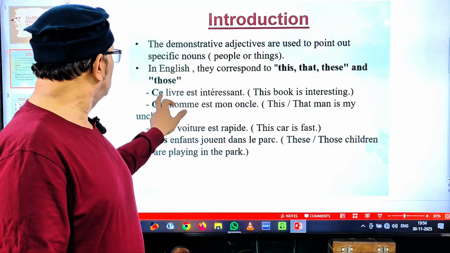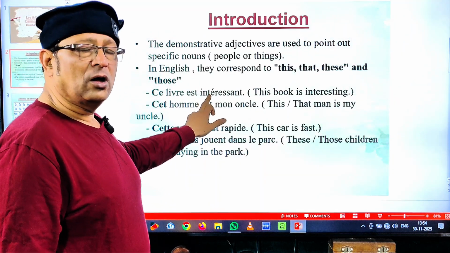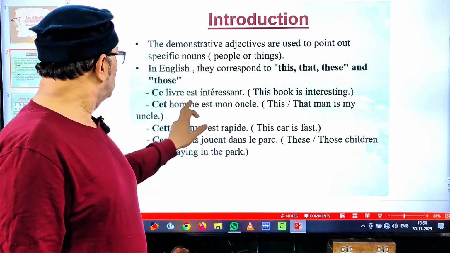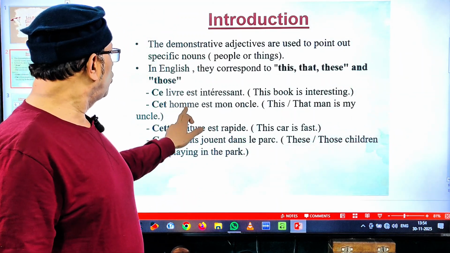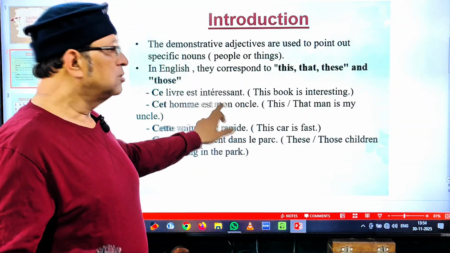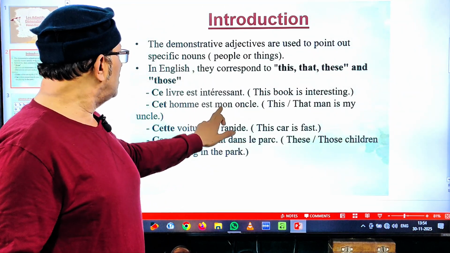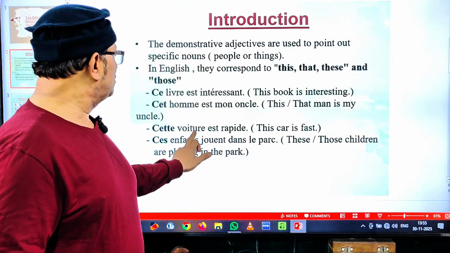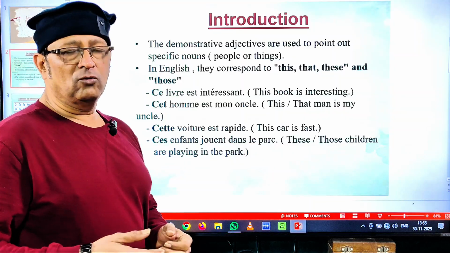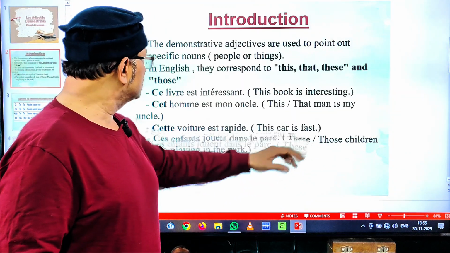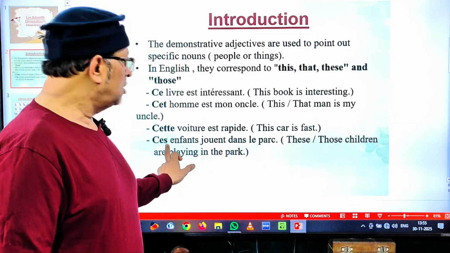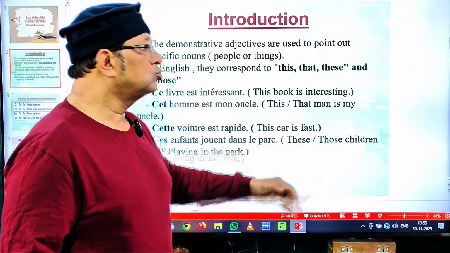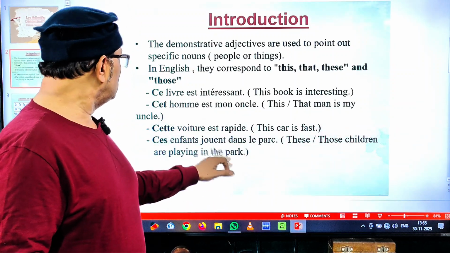Here in French also you can see, ce livre est intéressant. Another sentence, cet homme est mon oncle. This or that man is my uncle. Cette voiture est rapide. This car is fast. Ces enfants jouent dans le parc. These or those children are playing in the garden.